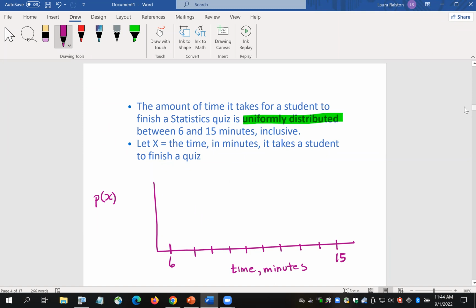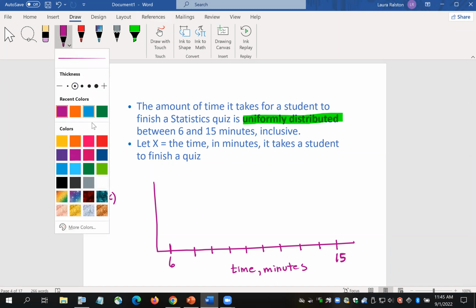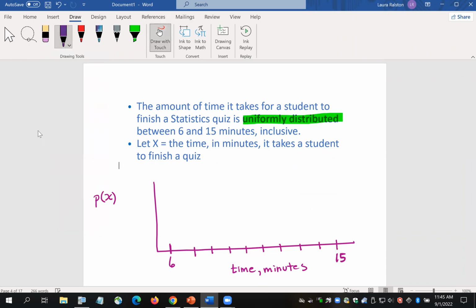Okay, now, if we figure the function, the equation for this model, again, using the formula, f of x equals 1 over b minus a. A here is the 6, that's my starting point, and b is the 15. So I would have 1 over 15 minus 6, which I believe is 1/9. That corresponds to my probability.